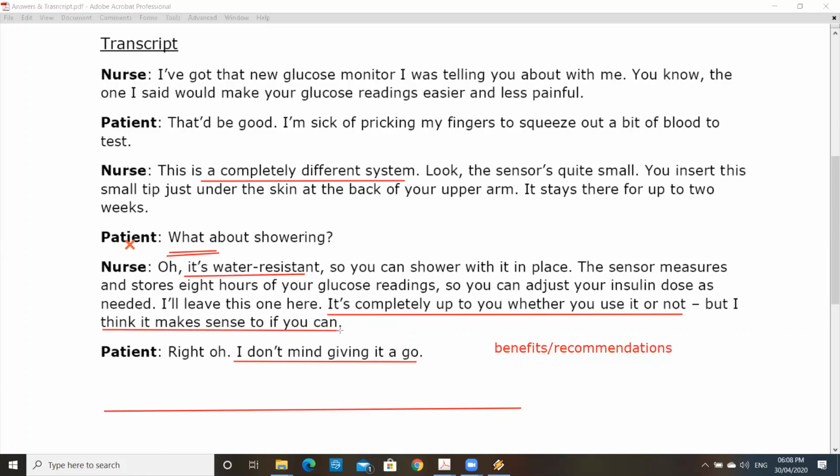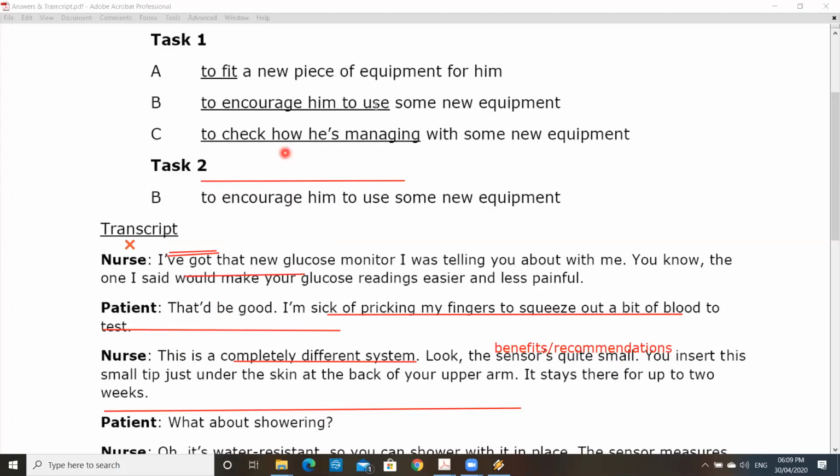So it was not just fitting the equipment, but also encouraging him to use it by saying that it is a very simple system. It is very small. Okay, it is different than the current system that they have been using. It is water resistant, and although it is up to them to decide, the nurse thinks that they should use it. So that gives me an idea that it was not simply to fit the equipment, but to encourage him to use it. B is the correct answer here.